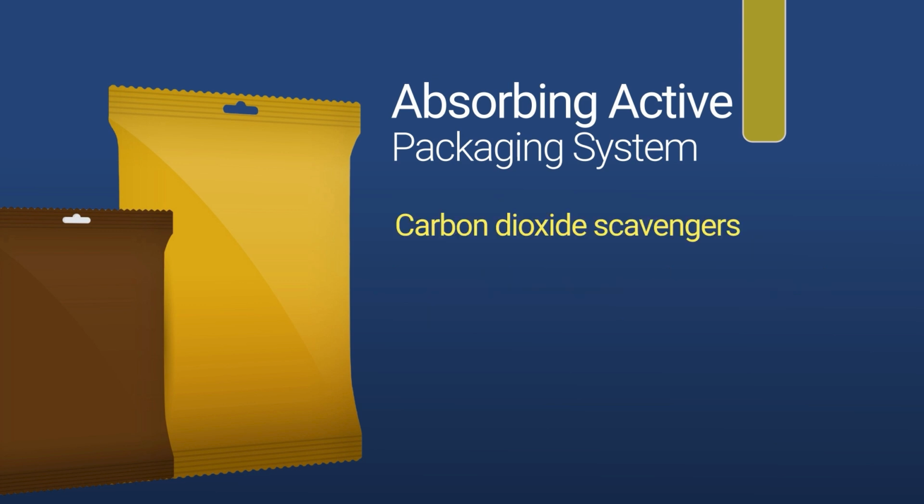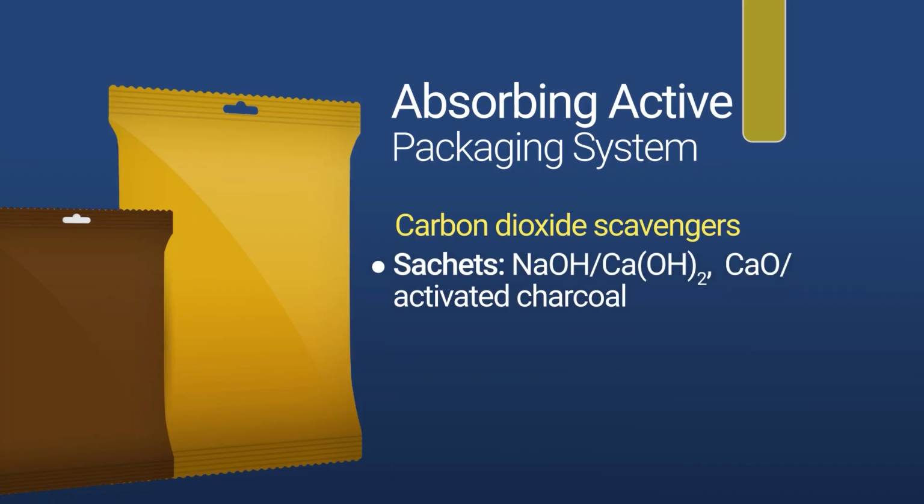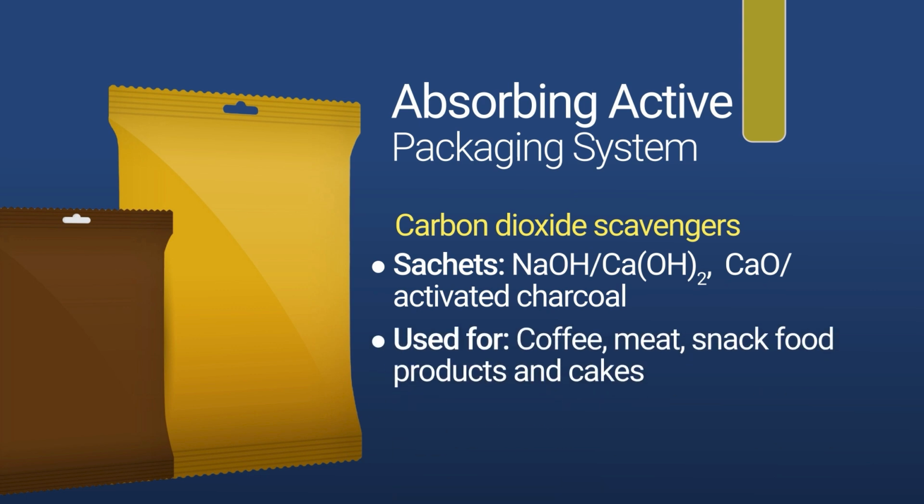Next comes the carbon dioxide scavengers. If you don't need carbon dioxide to be stored in the package environment, which may lead to bursting of the package, then we can remove the carbon dioxide by use of scavengers like sodium hydroxide, calcium hydroxide or calcium oxide, or activated charcoal in the form of sachets in the package. We can use this for coffee, meat, snack food, etc.